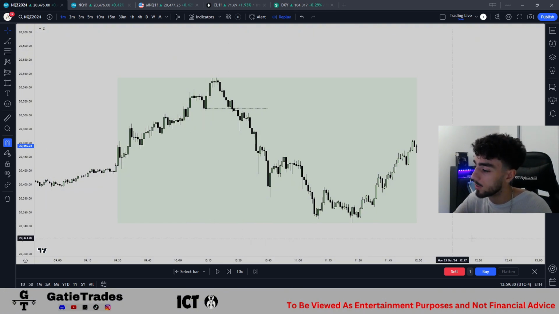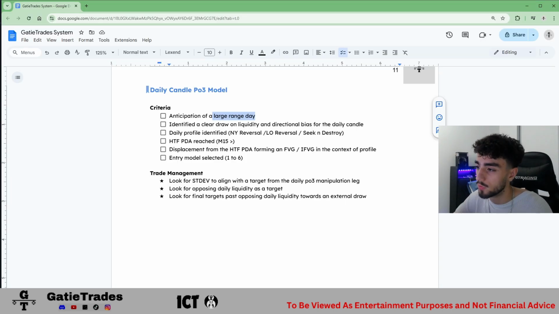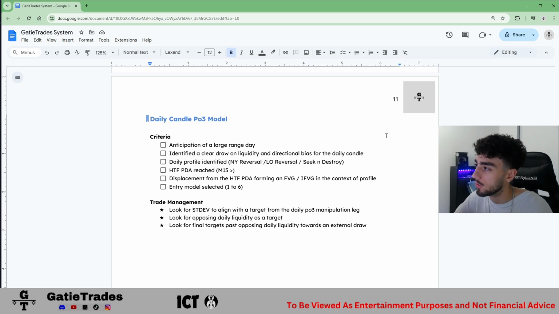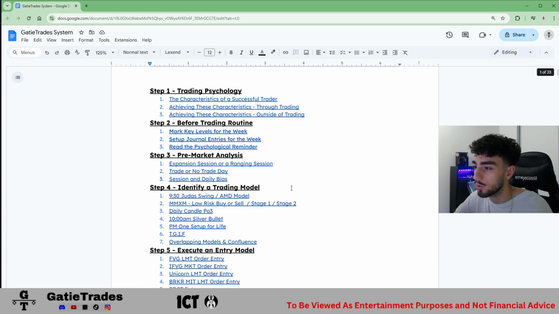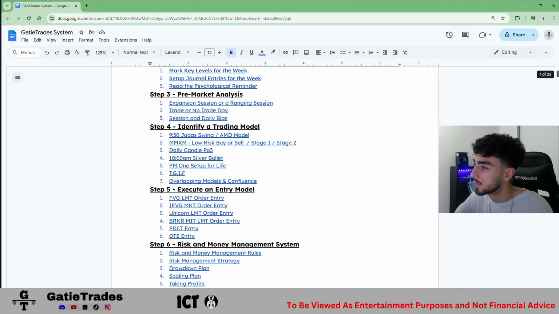So that's pretty much everything I wanted to teach for the daily power of 3 model. If you have any questions, feel free to leave them in the comments or ask me in my Discord. Here is the final screenshot, whatever you want to do with the actual criteria. And next episode will be my 10 a.m. silver bullet model, right? So we'll cover that next.